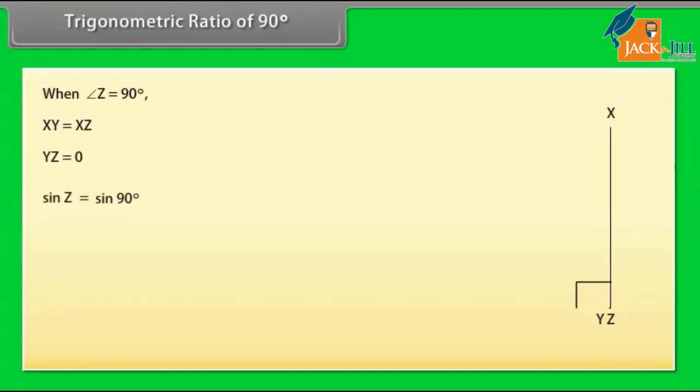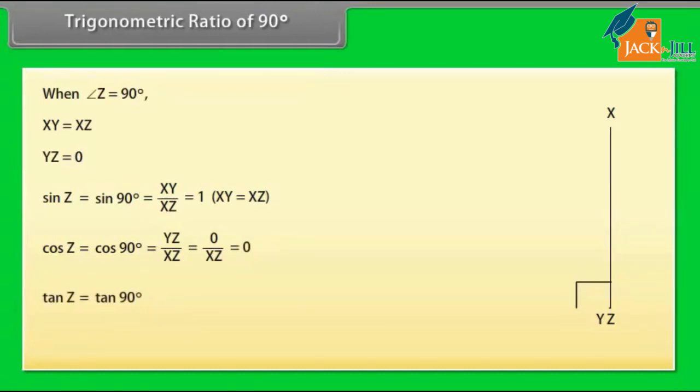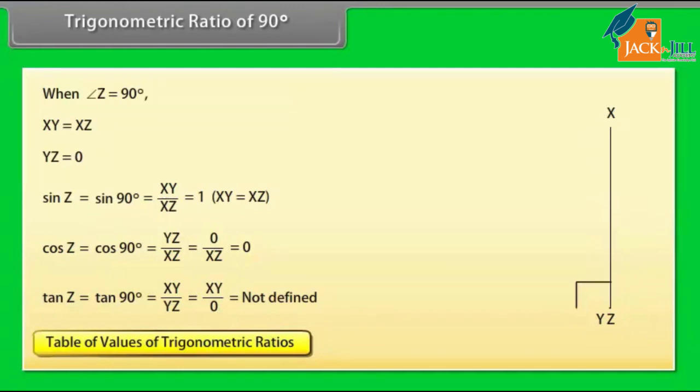Sin Z is equal to sin 90 degrees, which equals XY upon XZ, which equals 1, as XY is equal to XZ. Cos Z is equal to cos 90 degrees, which equals YZ upon XZ, is equal to 0 upon XZ, which equals 0. Tan Z is equal to tan 90 degrees, which is equal to XY upon YZ, equals XY upon 0. Therefore, tan 90 degrees is undefined. Let us summarize our exercise in a table.